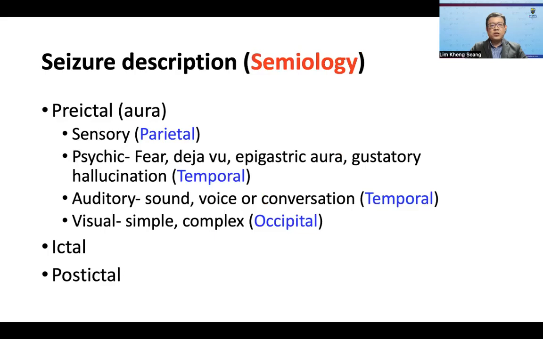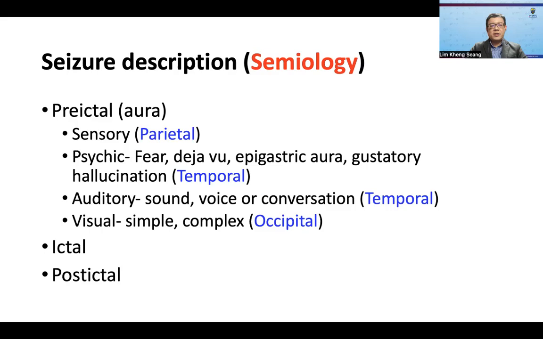However, it's also important to describe the seizure in detail, which is usually classified as pre-ictal, which we call aura, ictal, and post-ictal. The aura can be divided into sensory, psychic, auditory, and visual, which correspond to different lobes in the brain. I'd like to explain a little bit more on the psychic aura. Fear and déjà vu are very common auras in temporal lobe epilepsy. And sometimes patients may have epigastric aura, which is an epigastric sensation ascending from the stomach to the throat. This is different from those with peptic ulcer disease because epigastric aura is usually very short.